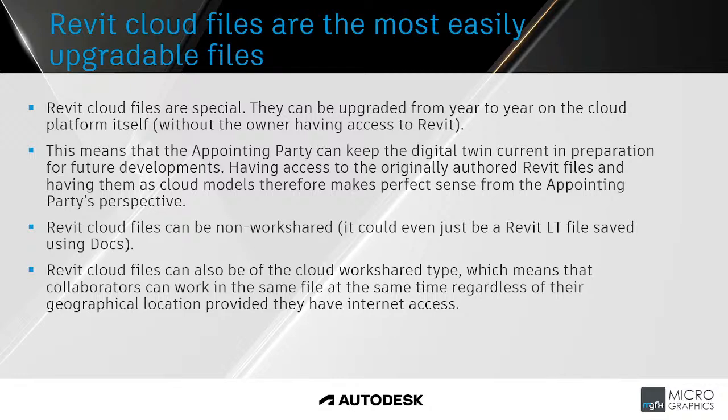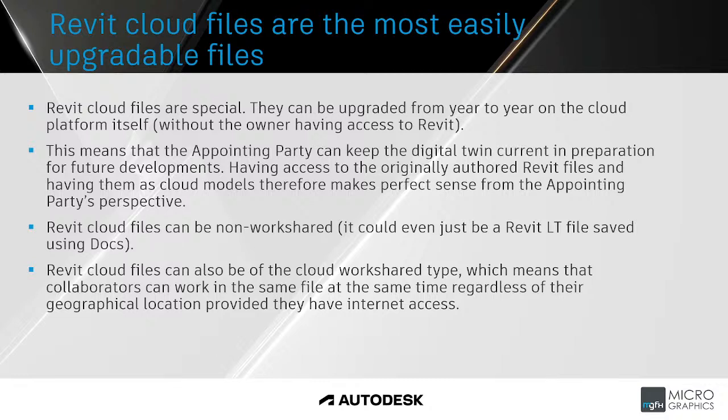What does it mean? If you use standalone Revit files, you can get away with something like a Revit LT and a Docs license. That will allow you to create a cloud file. You will have to have at least the full Revit so that you can use cloud work sharing, and you will use Collaborate Pro. If you just upload a Revit file, then that doesn't count as a cloud file. Just uploading it onto the cloud doesn't mean it's a cloud file. They're special. Okay, Revit cloud files can be done on a workset. Like we mentioned, it could just be a Revit LT file saved using Docs.